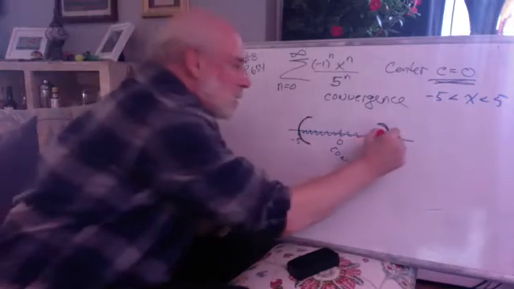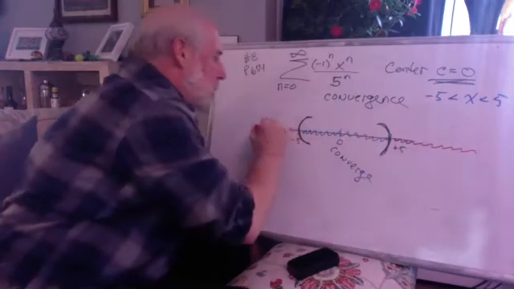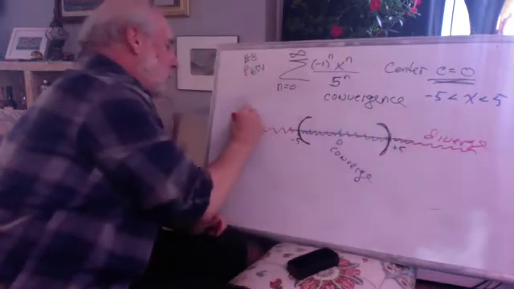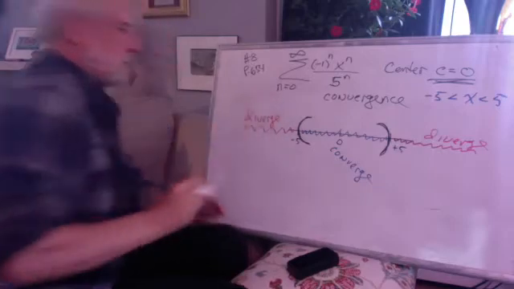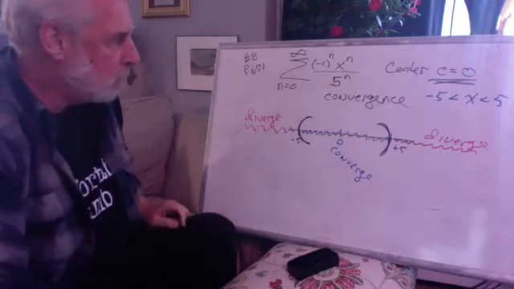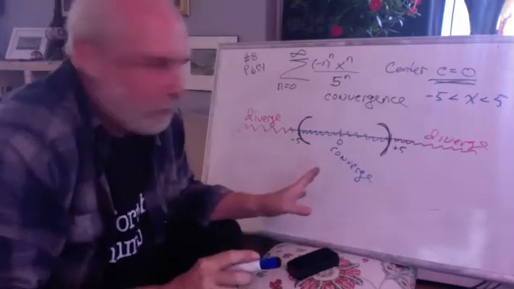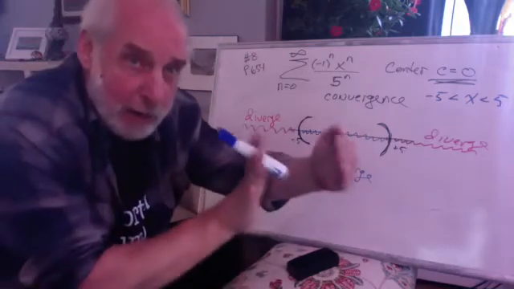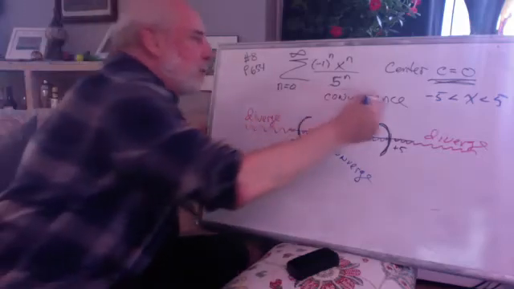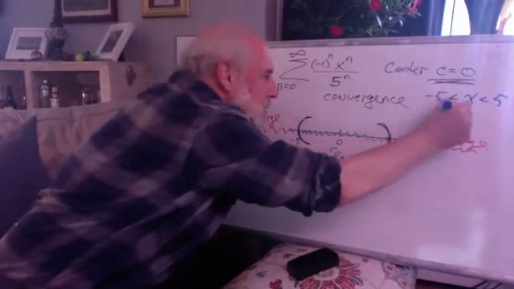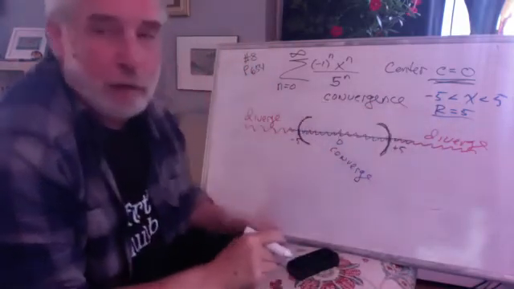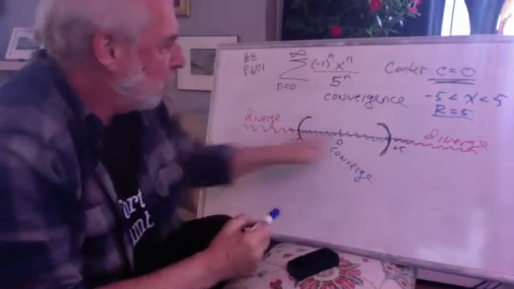Outside the interval, all of these x values, we diverge. So in this case, the x values which cause us to converge are a finite interval on the x-axis. And so we have the radius of convergence, which is 5.